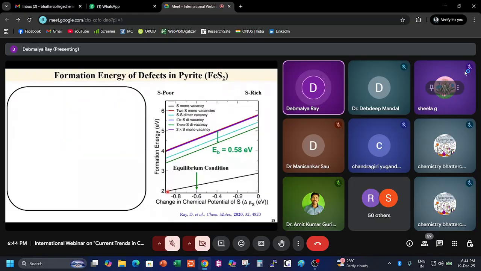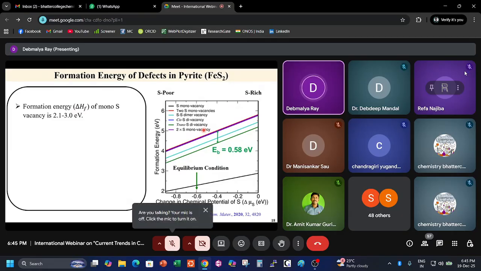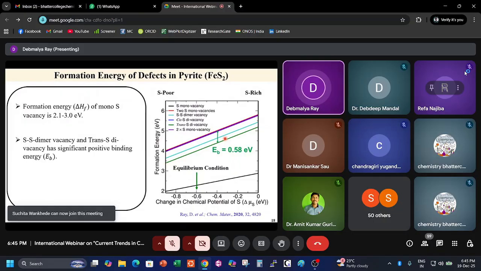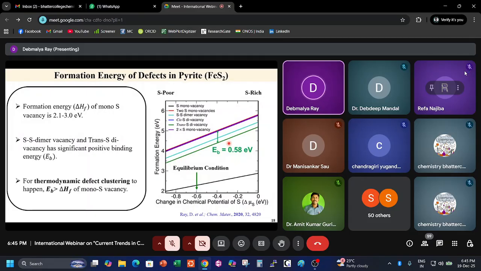One of the things we found is that for monosulfur vacancy, this number is between 2 to 3 eV. Now, for the sulfur-sulfur dimer vacancy and the trans-sulfur divacancy, we found that the formation energies are higher than the monosulfur vacancy, but lower than twice that of the sulfur monovacancy. So that means there is a possibility of defect clustering in this type of material, because the binding energy of the defect, for the sulfur-sulfur dimer vacancy and the trans-sulfur divacancy, is a positive number, okay?